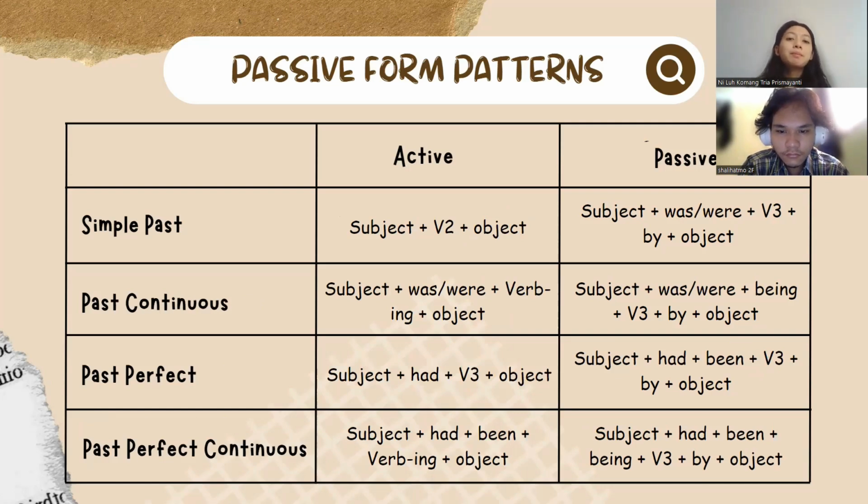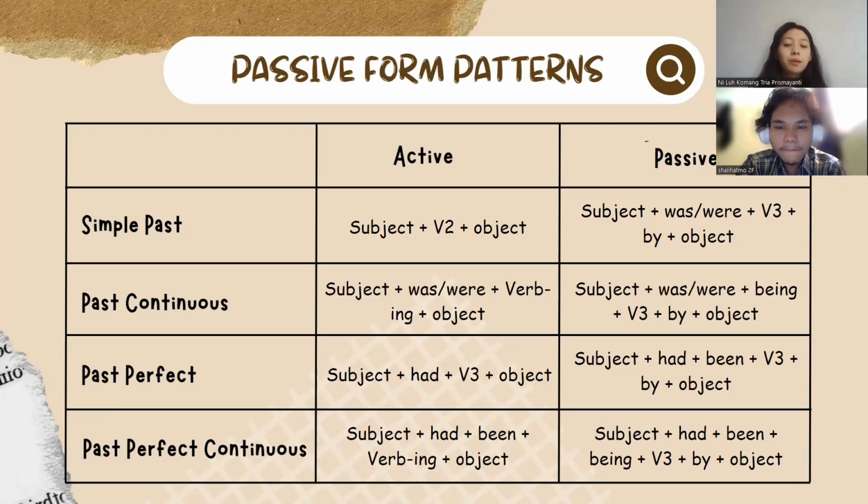The second one is simple past tense patterns. The active pattern of simple past tense is subject plus verb 2 plus object. The passive form of simple past is subject plus was or were plus verb 3 plus by plus object. The past continuous, the active form is subject plus was or were plus verb ing plus object. And the passive form is subject plus was or were plus being plus verb 3 plus by plus object.